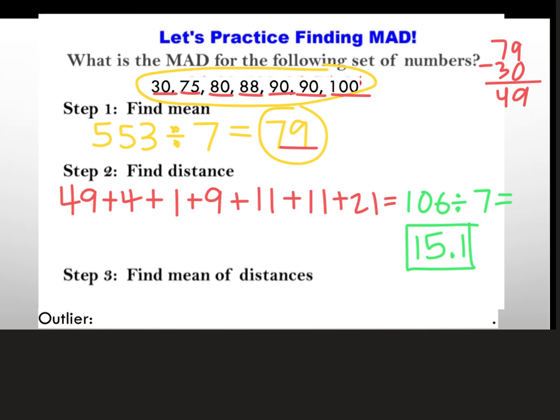If you look at the very bottom here, it does ask us one extra question on this one. It says, what is the outlier? Remember, that's the outcast, right? That's the one that does not make sense or fit in with the rest of this data set. If you take a look at all of our numbers, we have 75, 80, 88, 90, 90, 100, and then the number 30. That one does not fit in, so that's our outcast, that's our outlier.